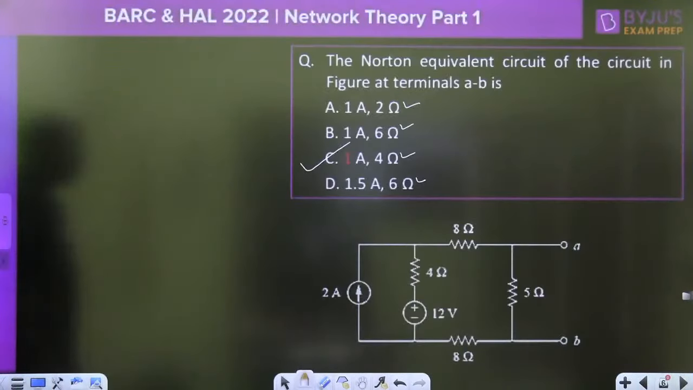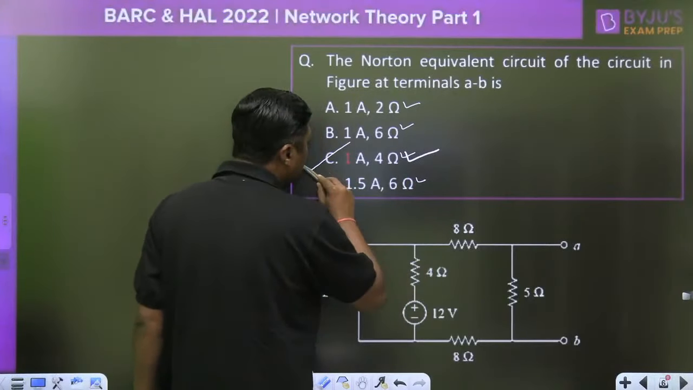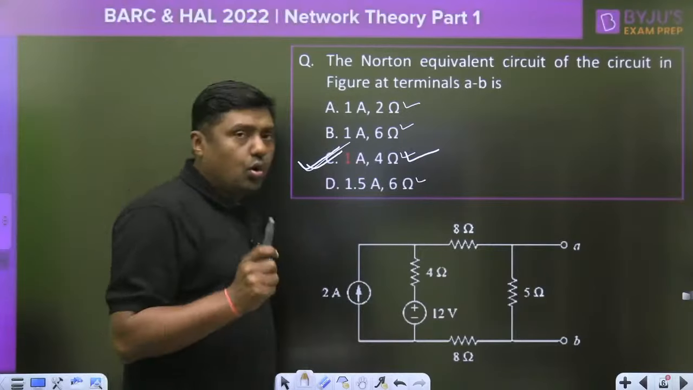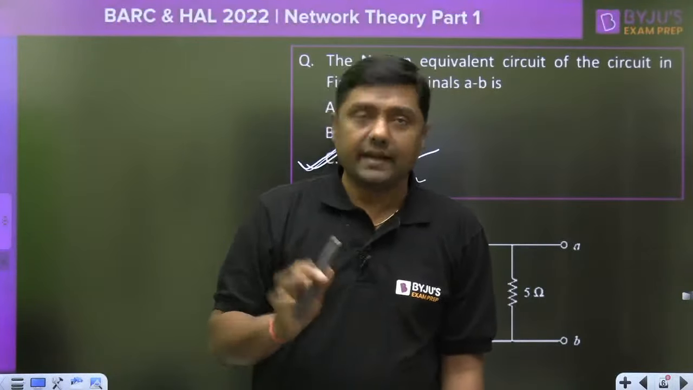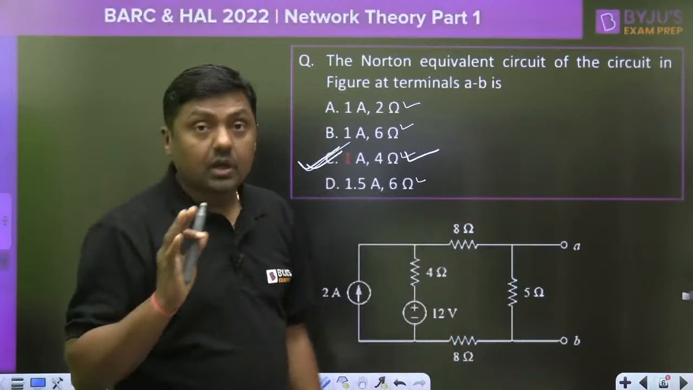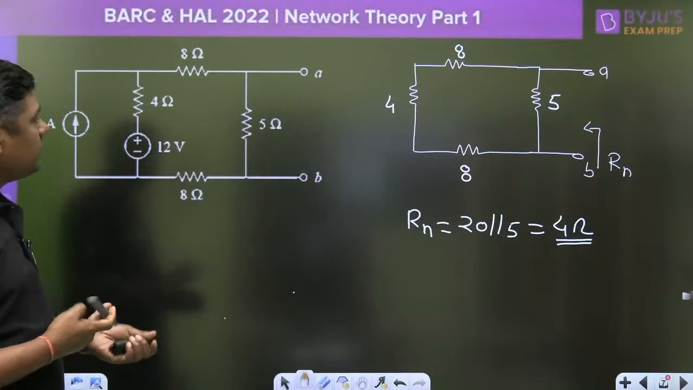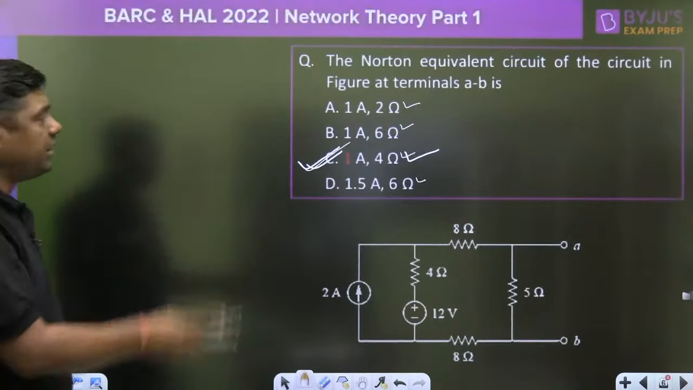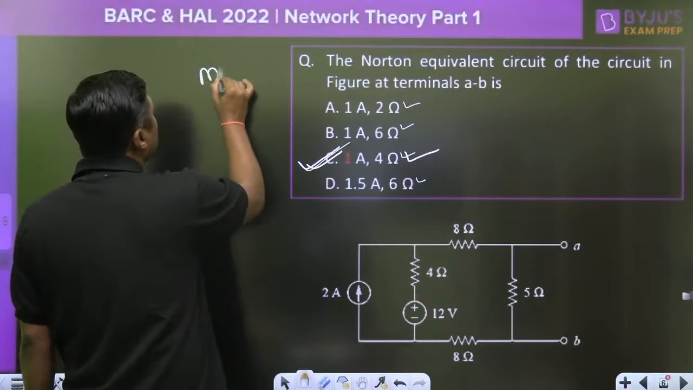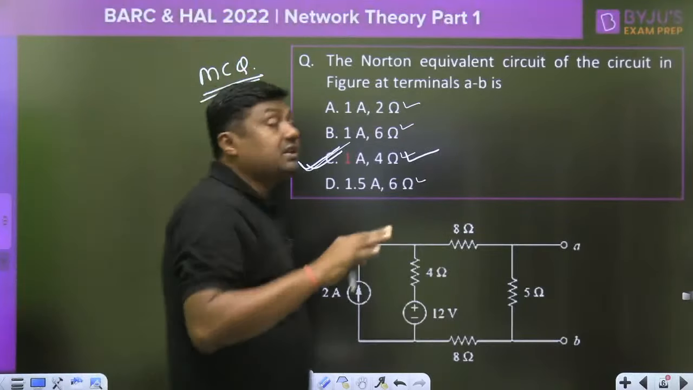Which answer is correct? Only one answer has the 4 ohm, then that is the correct one. No need to calculate the Norton's current, right? Question is over. But if you want to know how we can solve this question, it is very simple, we can calculate the Norton's current also. But in the exam hall, no need to calculate. That is the method how we can solve MCQs, more number of MCQs in limited time, right?